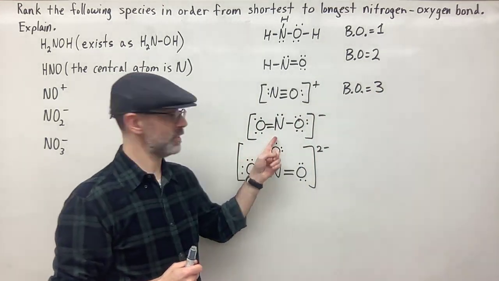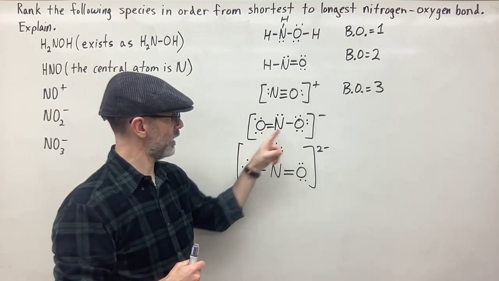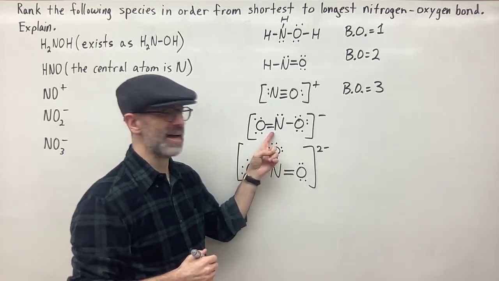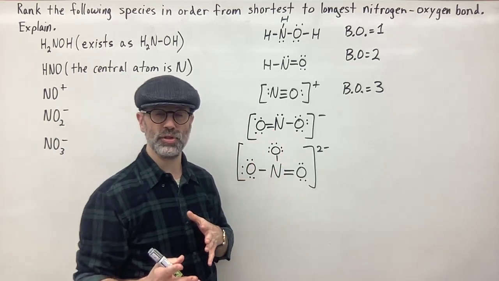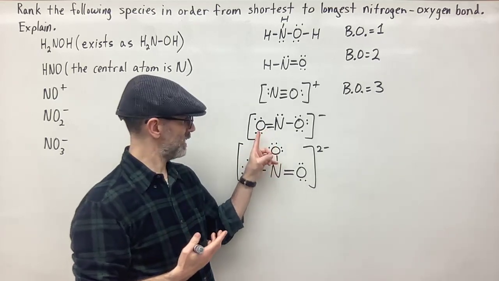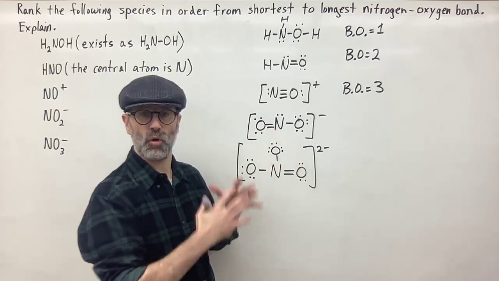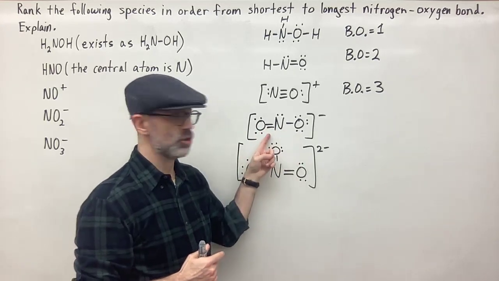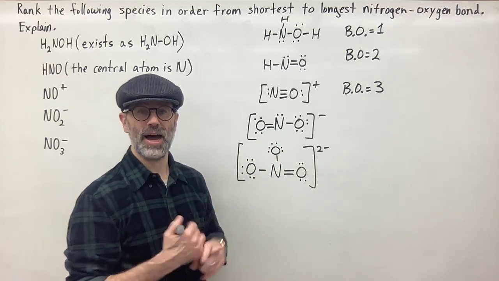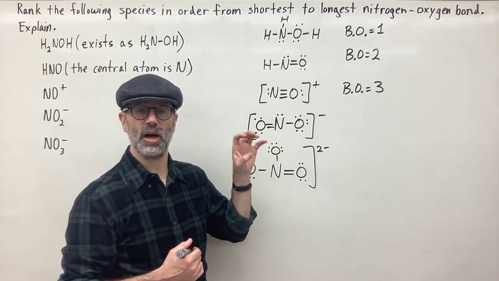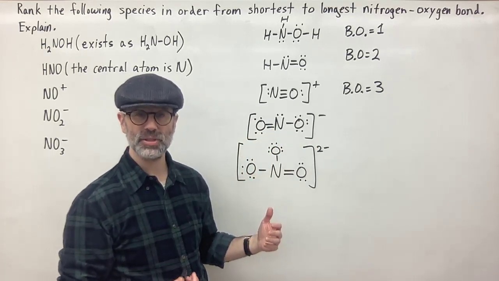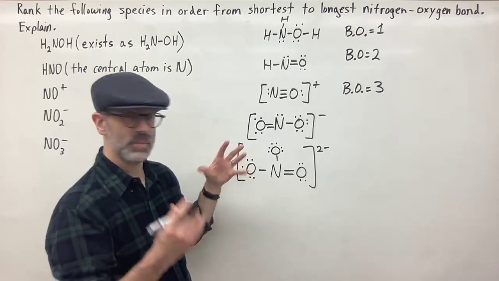Here we do have resonance. This double bond can be moved over here. And again, remember with resonance structures, it's not like this double bond actually moves, but the double bond character is averaged evenly between the two oxygens. So when you calculate bond order, you take the number of bonds and you divide that by the number of atoms that the bonds are between.